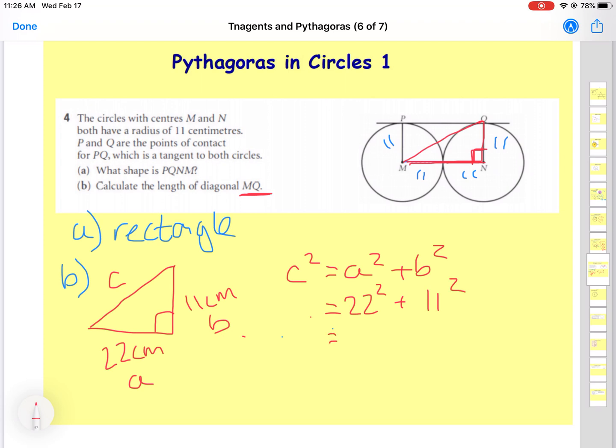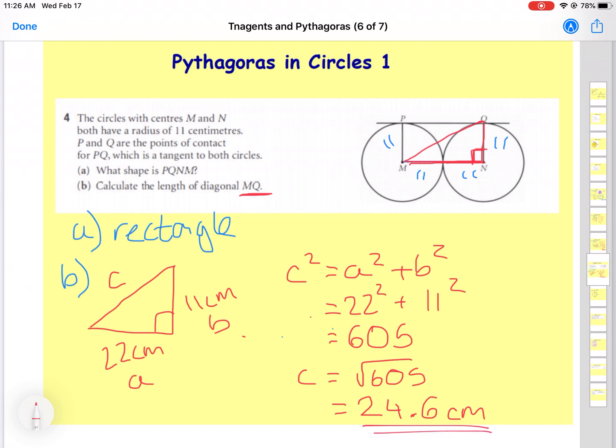Pop that calculation into the calculator. If you're using your phone, you might have to square these numbers first of all and then put them in the calculator. Okay, so 22 squared, find out what that is, 11 squared, find out what that is, and add them together. Okay, we end up with 605 for that then. When we square root, we get 24.6 centimetres to 1 decimal place. Unless the question tells you to round to a particular number of decimal places, just round to 1 decimal place when you're doing the answers.